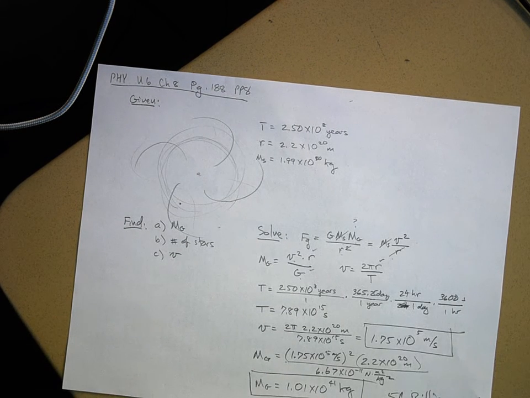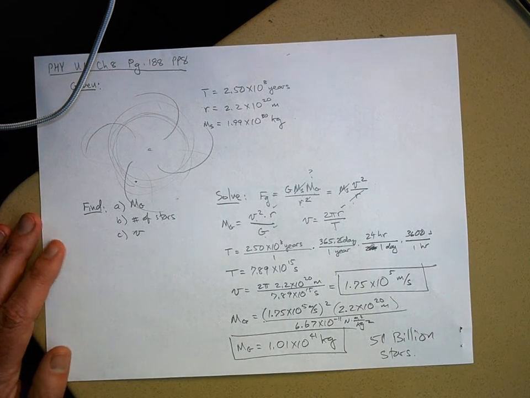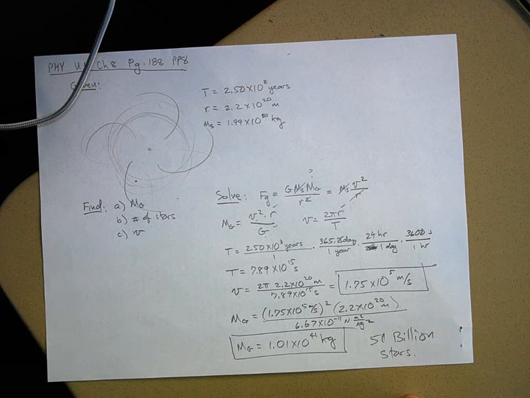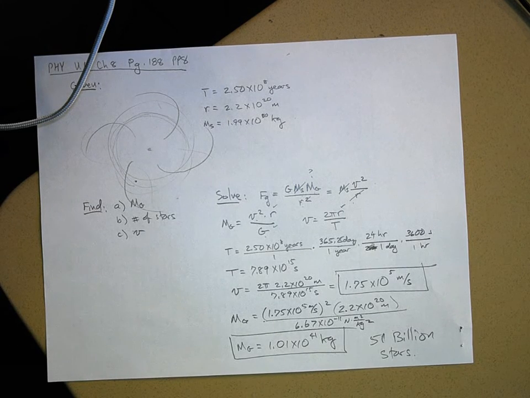But that is not accurate. Oh, I'm sorry, I'm off screen. If I'm off screen, let me know, okay? That's not accurate, because guess what? Our sun is way bigger than the average star in the galaxy. So the actual number of stars is hundreds of billions of stars. That is all.